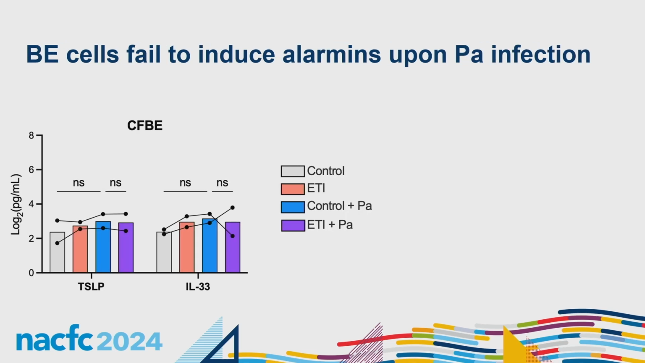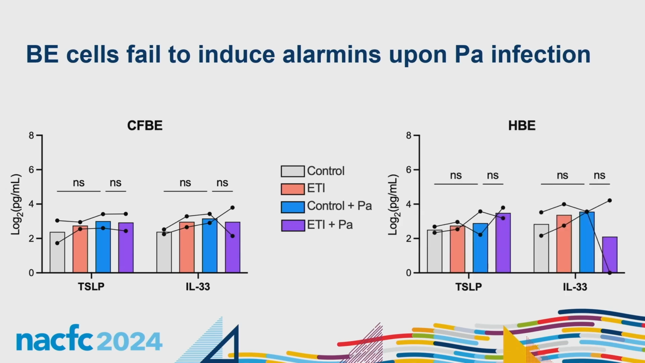Finally, when we looked at bronchial epithelial cells as a comparator, given that these are felt to be the main producers of the alarmin cytokines in vivo, we didn't find a huge induction of TSLP or IL-33 when we looked at CF bronchial epithelial cells, and no significant impact of pretreatment with modulators there. And similarly with non-CF control bronchial epithelial cells, we didn't see a huge effect there.